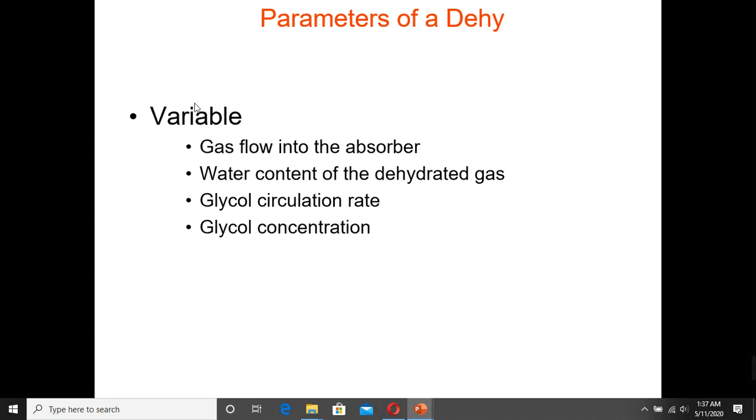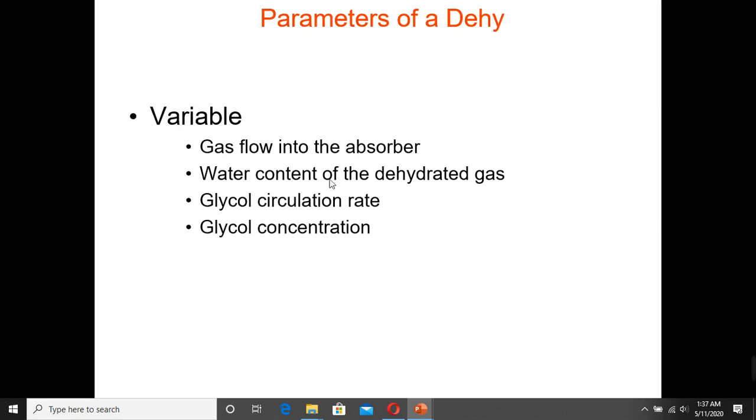And then we have the variable ones. For example, how much gas is flowing inside the absorber. You can send 400 standard cubic feet per day, or 500, or 600, or 700, or 4000. So it depends on how much gas can flow inside this absorber.